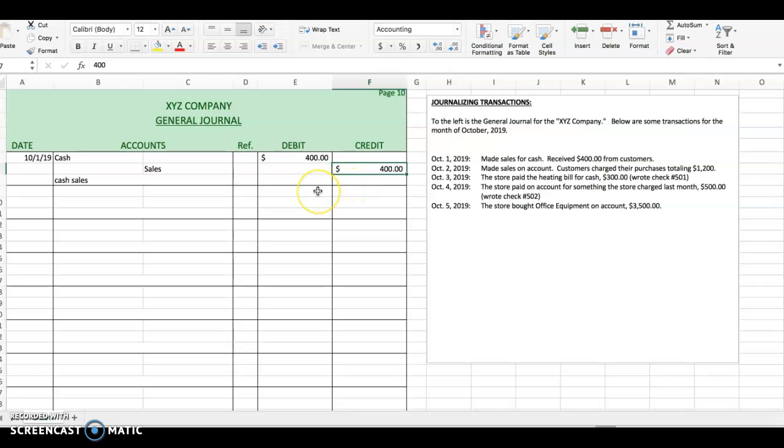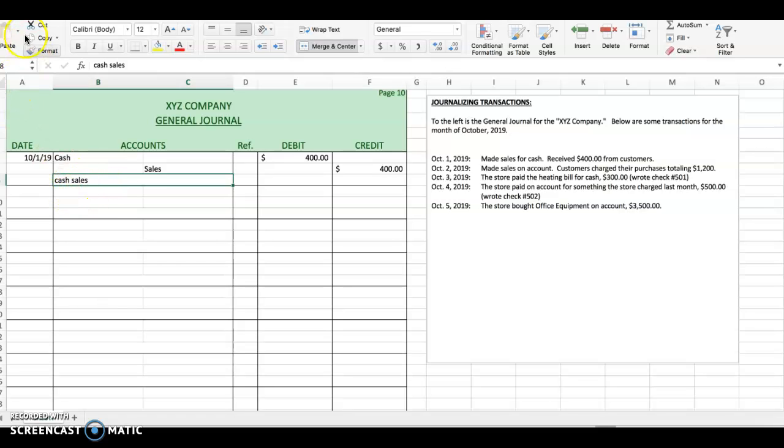So again, as in all videos, you can stop and rewind this and listen to it again if you need to. But both accounts are increased, right? We got more cash. Cash is an asset. It's debited. We got more sales. That's a revenue account. They increase on the credit side. And the last line is simply an explanation of what happened. Here it's pretty simple, but in some cases it can be more complicated, but this explains what that transaction was all about.